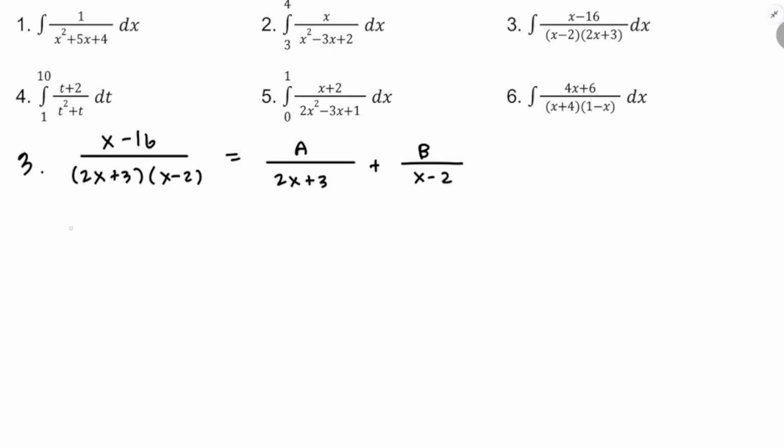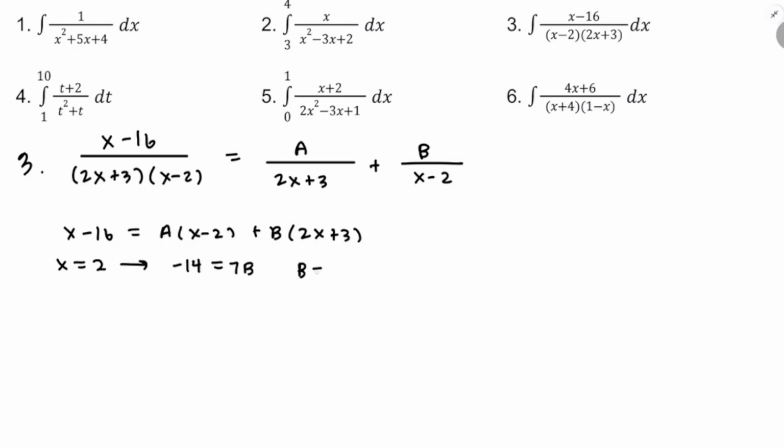Alright, so I'm going to multiply both sides of the equation by both denominators, and I'll let x equal 2 and get 2 minus 16 is negative 14 equals 0a plus 4 and 3 is 7b. Okay, yeah, that makes sense. So b is negative 2. Now, we could use x equals negative 1.5, but I think you could also use x equals 16, knowing the value of b.